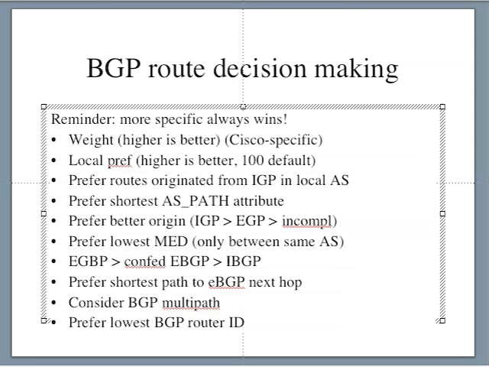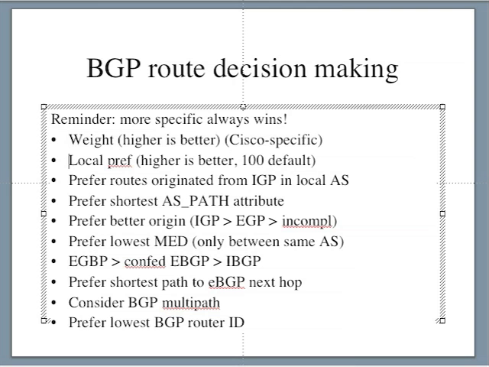Weight is something that you can configure locally on a Cisco router to prefer routes you receive from one neighbor over another. It's Cisco specific, higher wins, and weight trumps everything else. Local preference: higher is better, 100 is default, the higher local preference wins.